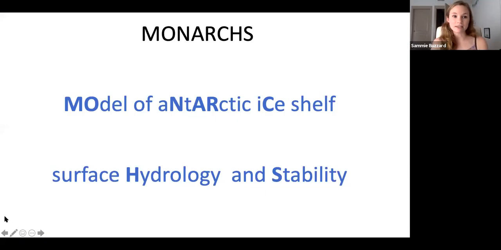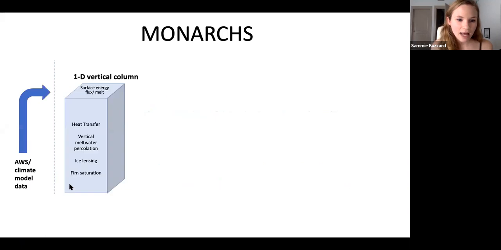There we go. I decided to create MONARCHS, which is a horrible acronym, as all the best projects have to be. But this is a model of Antarctic ice shelf surface hydrology and stability. And the way that MONARCHS works is it takes that 1D column model that I just described to you. It's forced either by weather station data when we have it. If not, it can be forced by climate model data or reanalysis. It includes all those processes that the other model has.